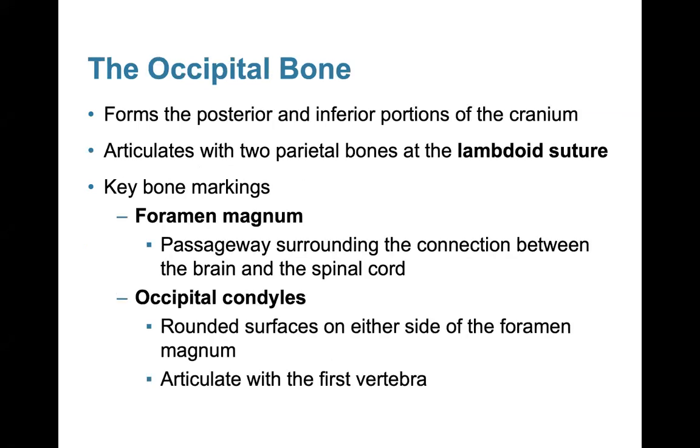The occipital bone forms the posterior and inferior portions of the cranium. This will articulate with 2 parietal bones at the lambdoid suture. This is essentially the back end of the skull. There are some key bone markings of the occipital bone. We have the foramen magnum. This is a passageway surrounding the connection between the brain and spinal cord. It's essentially a big hole at the base of the skull that will allow the spinal cord to pass through from the brain. Occipital condyles, these are rounded surfaces on either side of the foramen magnum. They articulate with the first vertebrae.